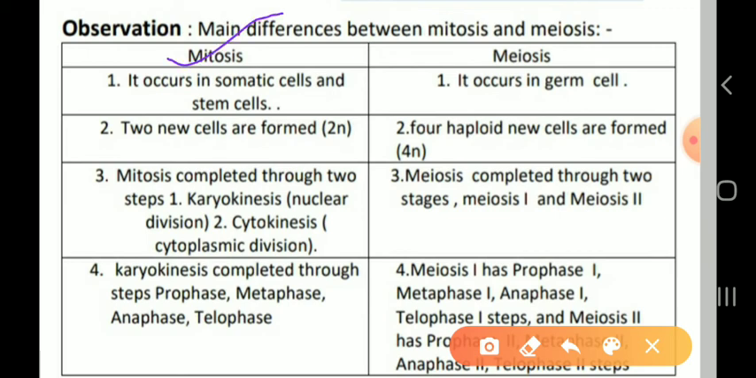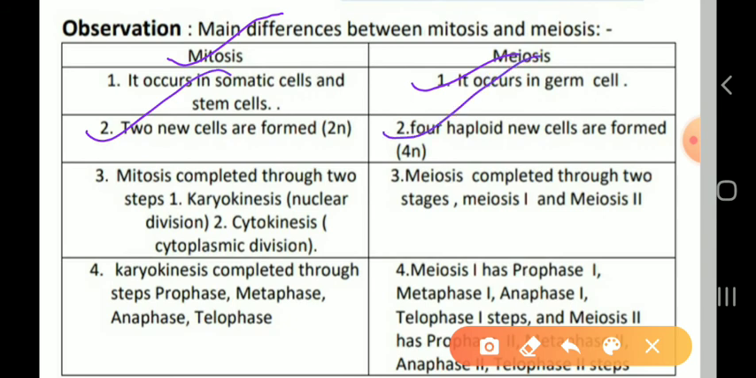Mitosis, the first point, is that it occurs in somatic cells and germ cells, while in meiosis the first point is that it occurs in germ cells. I already explained to you what are somatic cells, what are stem cells, and what are germ cells. So mitosis occurs in somatic cells and stem cells, while meiosis occurs in germ cells. Second, in mitosis 2 new cells are formed, while in meiosis 4 haploid new cells are formed. This is the second point.